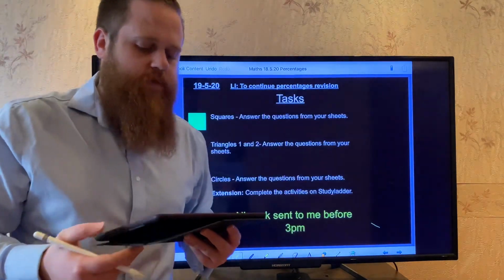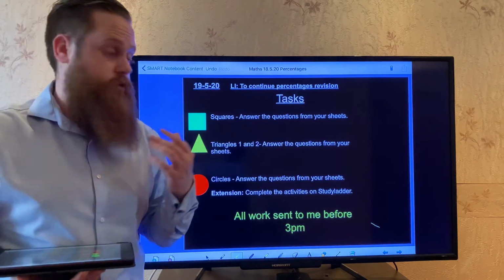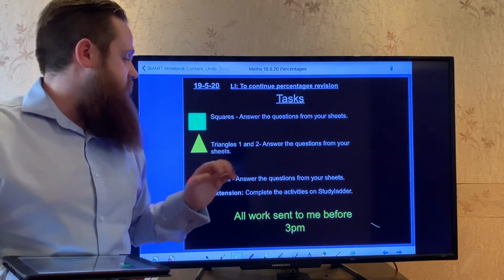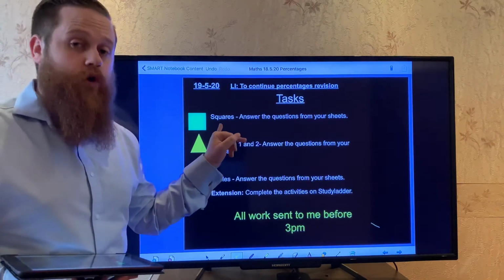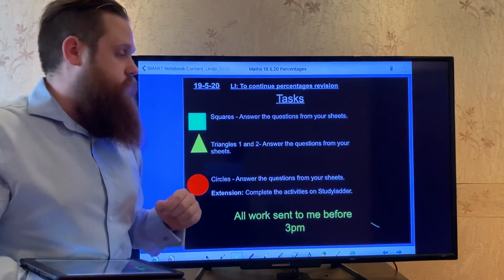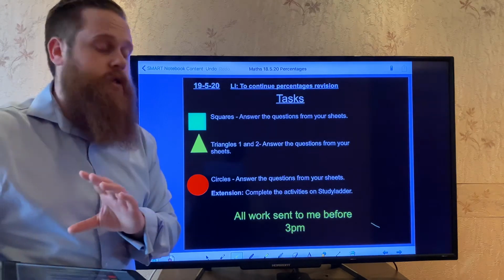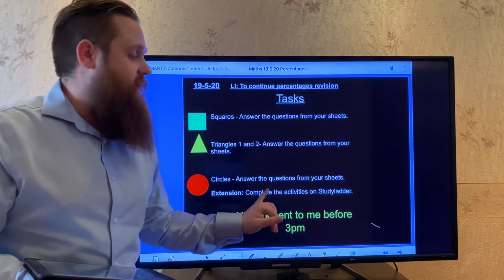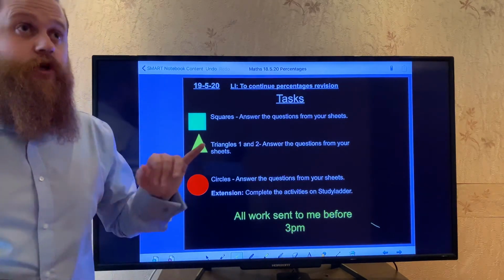Now then, your work for today, answer the questions on your sheet. Squares is there, triangles 1 and 2 are there. Remember, you have got one of those tricky questions at the end, and circles. Answer the questions from your sheets. Usual percentage work that we've been doing in the last couple of days. There are extension activities on Study Ladder.